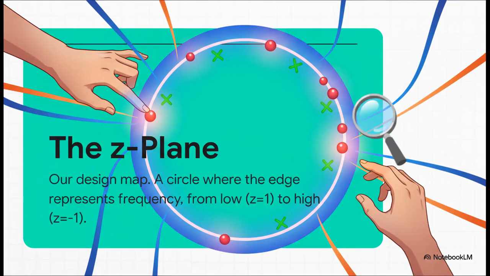Okay, so here it is. This is our map. Technically, it's called the Z-plane, but let's just stick with design map, it's way more fun. So think of that big circle as the entire range of frequencies. The far right side, that's your super low frequencies. We're talking 0 hertz or DC. Then, as you trace your finger around the circle counterclockwise, the frequency goes up and up and up until you hit the far left side. That's the highest frequency your system can even handle.